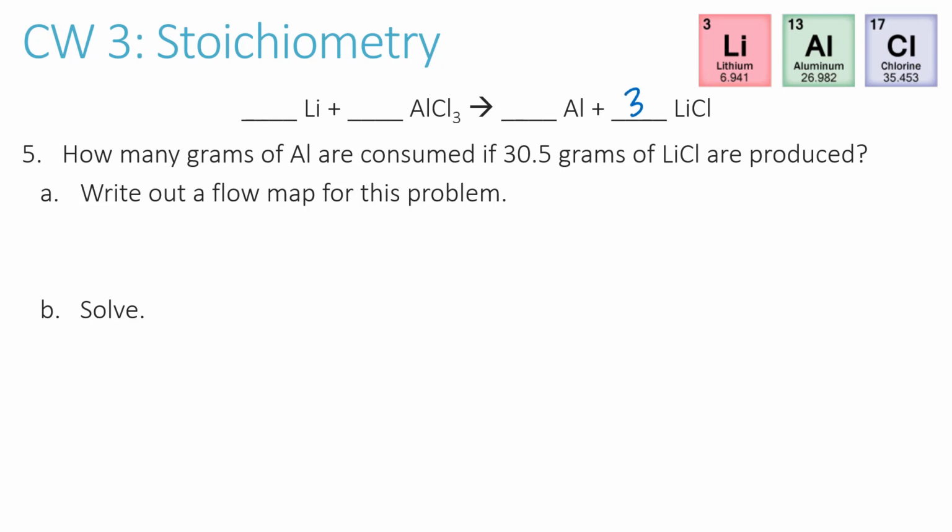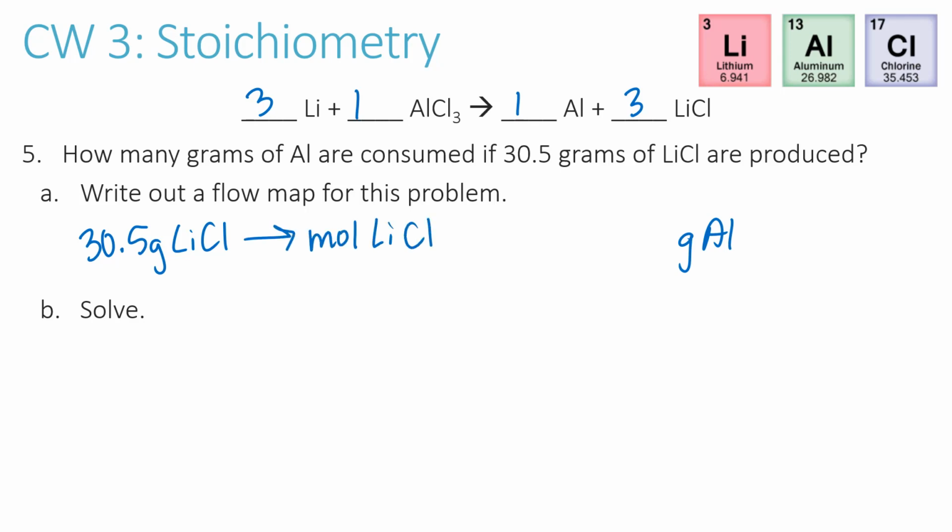So I'm going to go ahead and balance this. We need a balanced equation. And we're starting with 30.5 grams of lithium chloride. And we want to know how many grams of aluminum will also be produced here. So I'm going to take my grams of lithium chloride and convert that into moles of lithium chloride, then into moles of aluminum, and then into grams of aluminum.